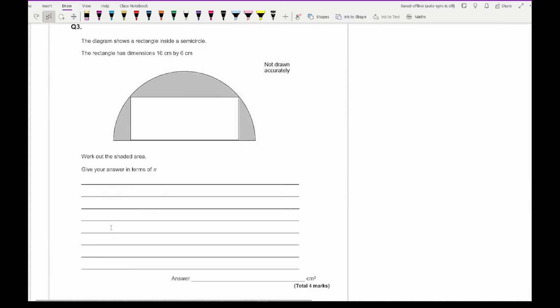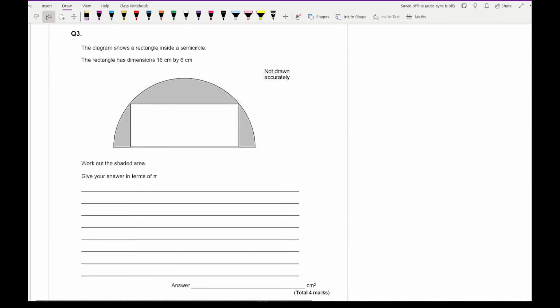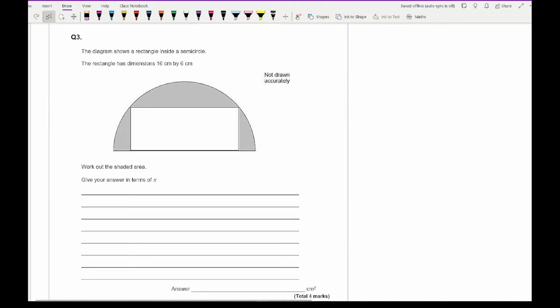Moving on to question 3, it says that the diagram shows a rectangle and inside a semicircle. The rectangle has dimensions of 16 centimeters and 6 centimeters, and the question is asking us to work out the shaded area. Now with any shaded area question, it's most likely going to be the area of the big shape. Let me just write that properly.